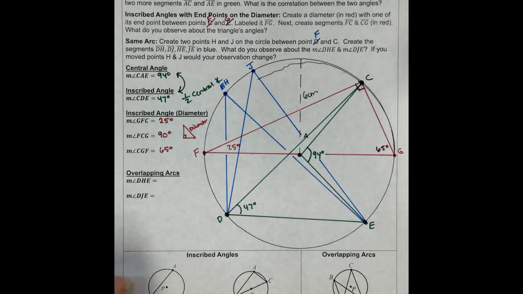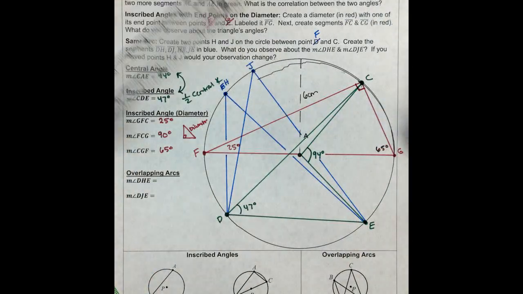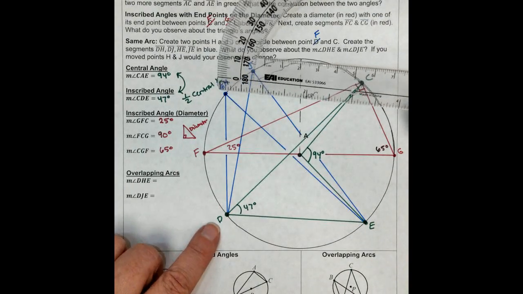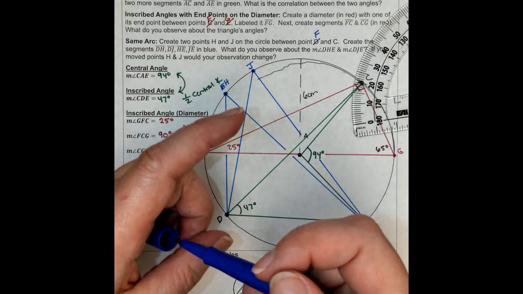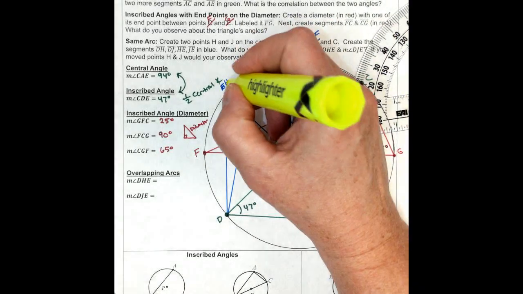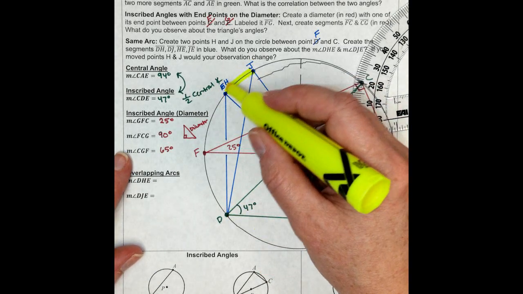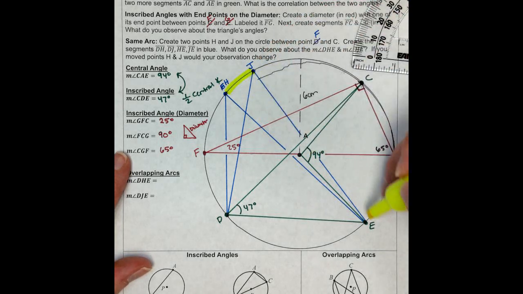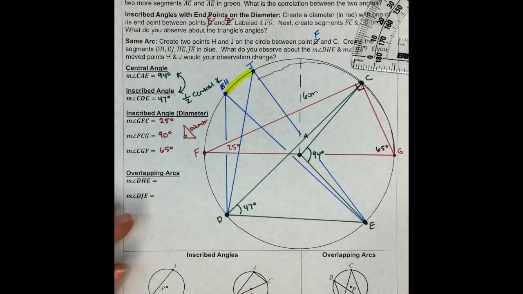So let's use our protractor and let's measure these guys. Let's see what this is. And I have the inscribed angles HDJ and HEJ. So if you notice, these guys have the same arc. If you look right here, this angle HDJ has this arc, and angle HEJ shares the same arc. So that means these two inscribed angles have to be the same.